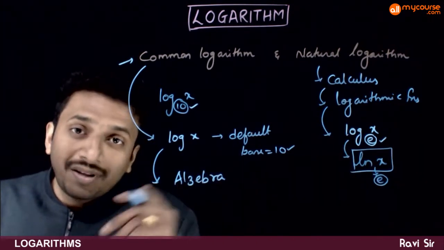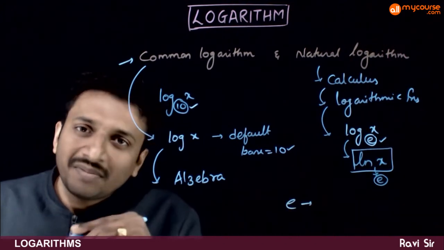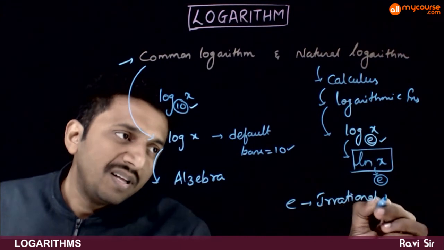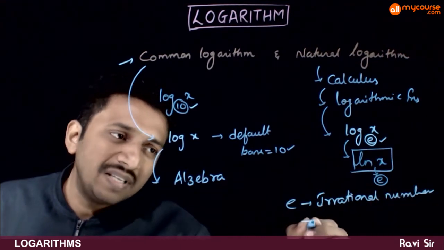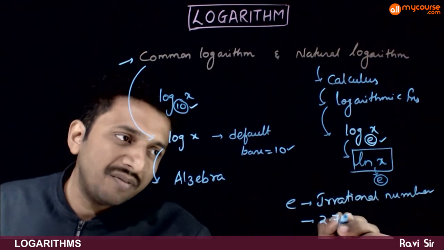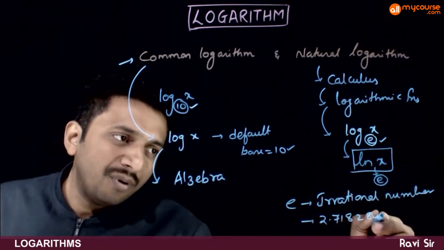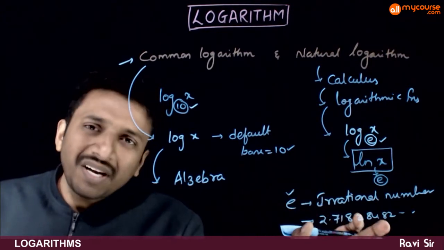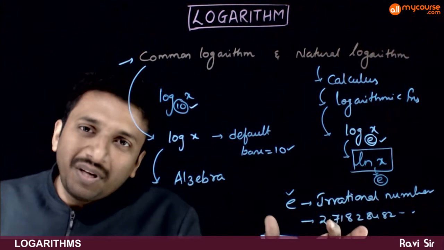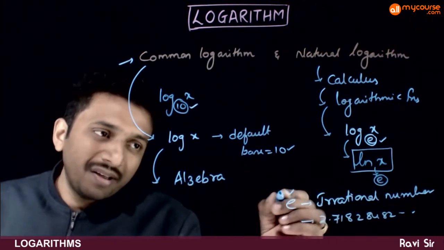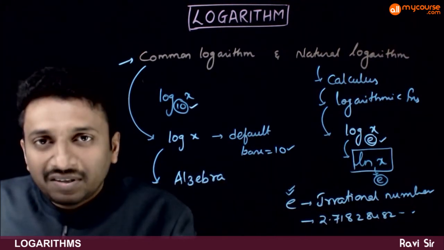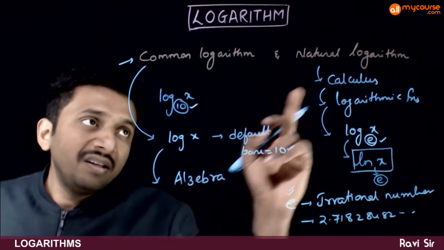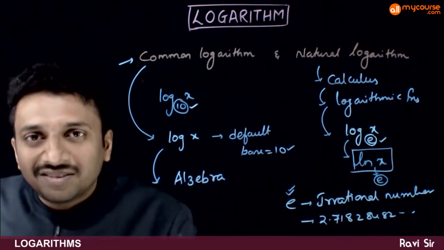You might be wondering what e is. E is a very interesting number. It's an irrational number whose value is somewhere like 2.71828482, and so on. This is a very interesting number. There is a story of e which can be seen in the videos on the number e. So for now, what you need to understand is, if you have a common logarithm, the default base is 10. If you have a natural logarithm, the default base is e.